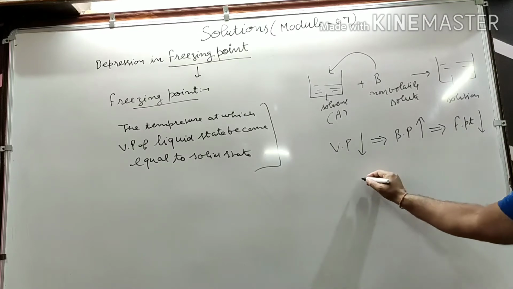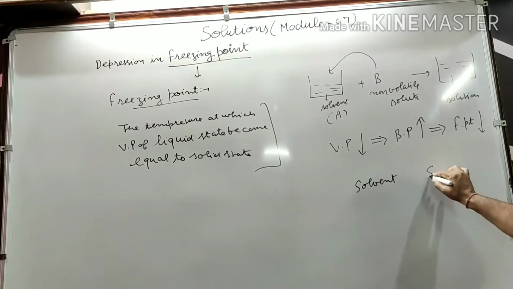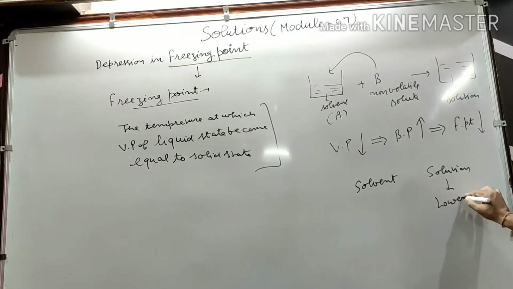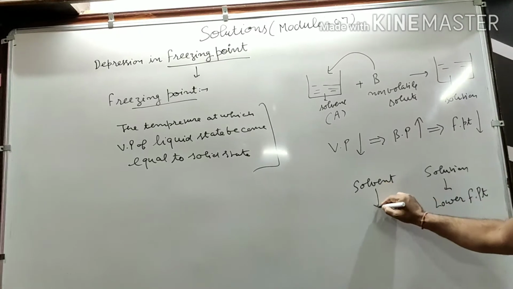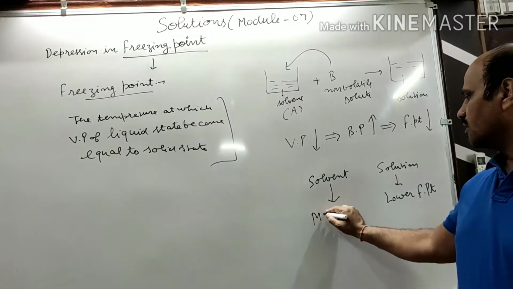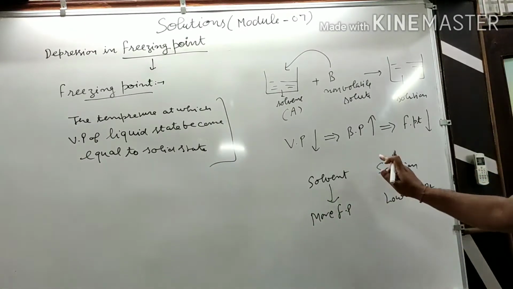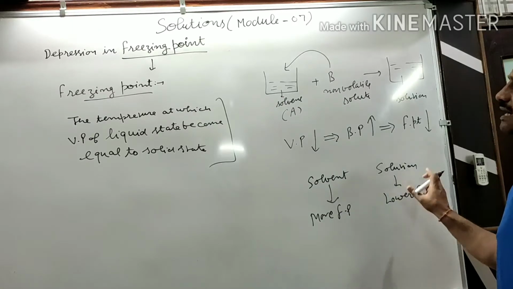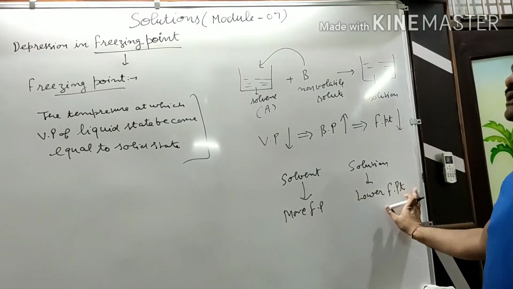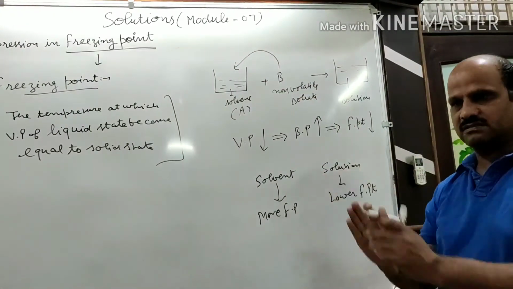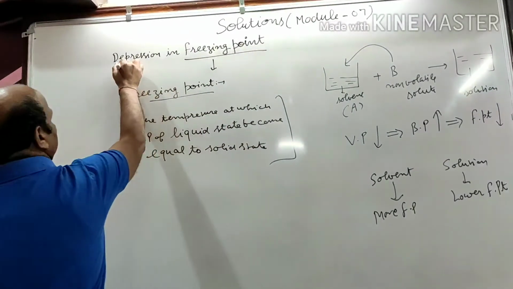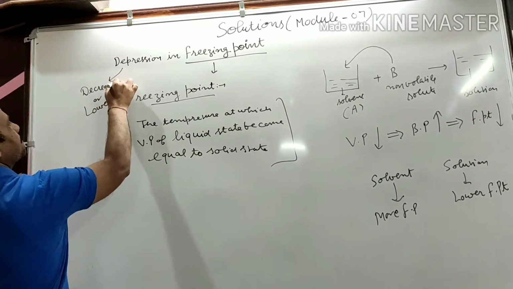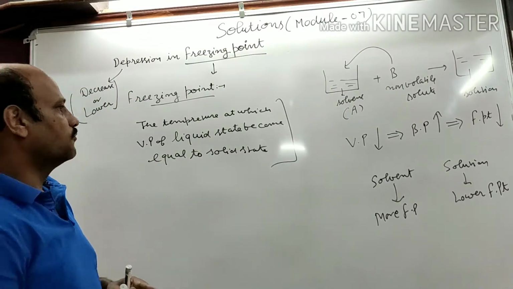Or simply you can say, if we compare solvent and solution, the solution has a lower freezing point, whereas the solvent has a higher freezing point. Or you can say addition of non-volatile solute into solvent decreases the freezing point, and that is why we say there is a depression in freezing point. Depress means decrease or lower the freezing point.